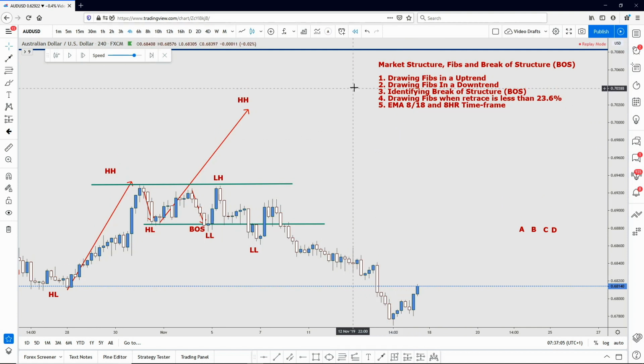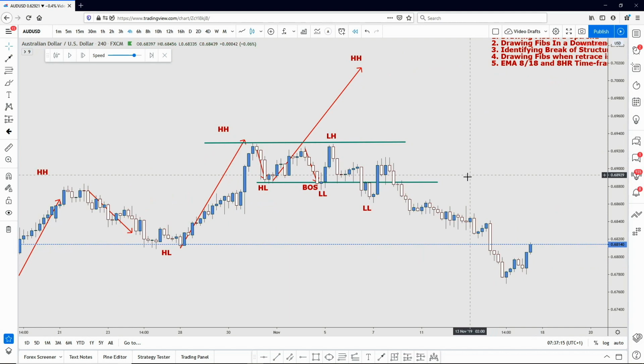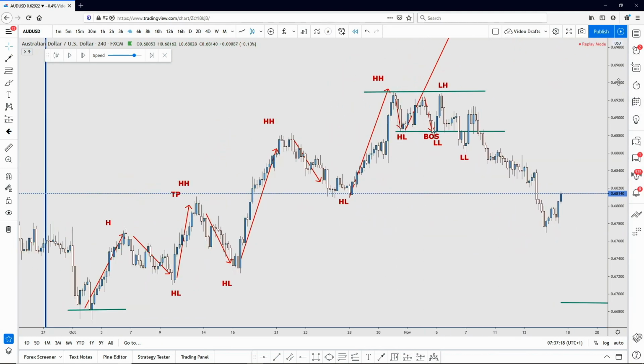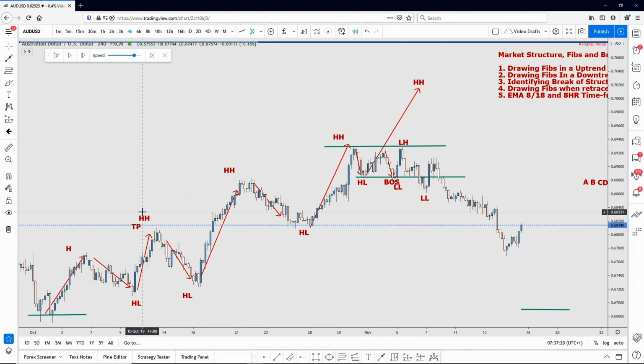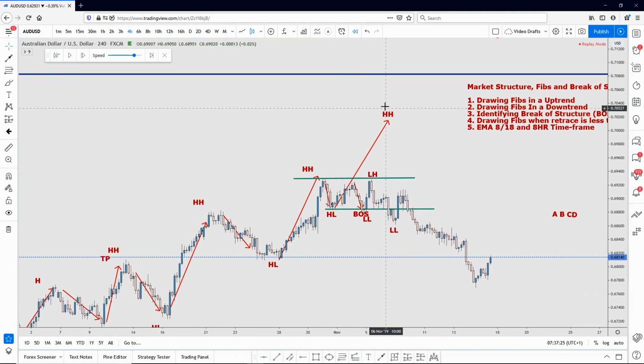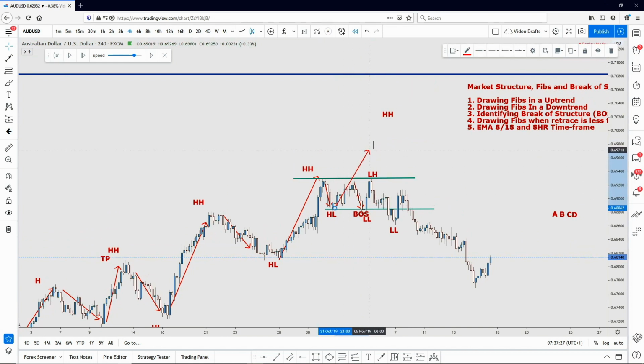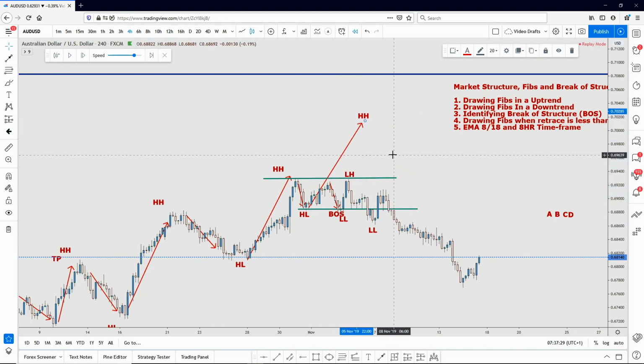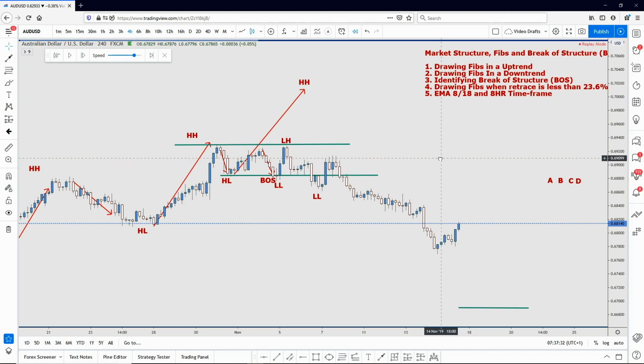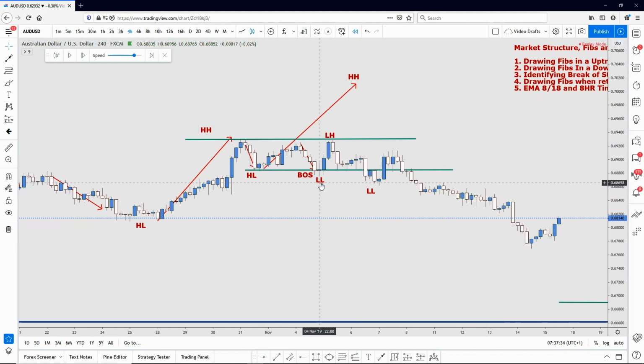Okay, so now we're going to continue part 2 of market structure, Fibonacci, and break of structure. So part 2 is drawing fibs in a downtrend. Okay, so we were mapping the uptrend. It was making a higher high, higher low, higher high, higher low, higher high, higher low. We were expecting a new higher high, but that didn't happen, right? And then that's when we started talking about break of structure. Break of structure is when the direction changes.